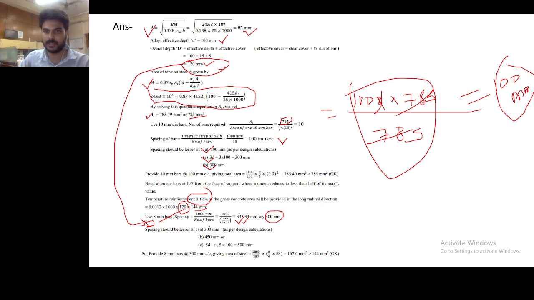Any questions in this? This is directly coming from IS code, 0.12%. For the secondary reinforcement, try to remember that a question can come directly: what is the percentage area given for the slab in the secondary reinforcement? So the direct answer is 0.12%.